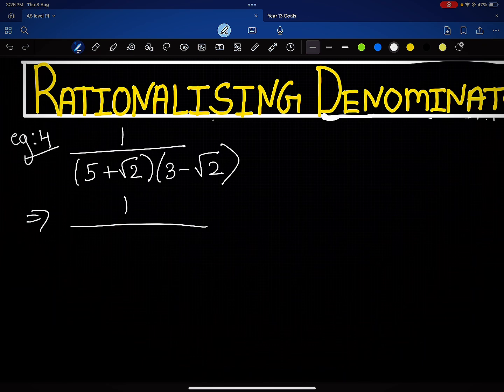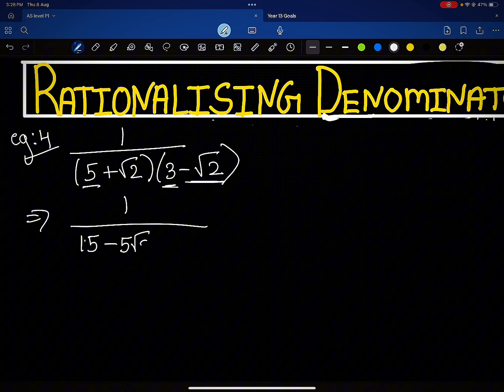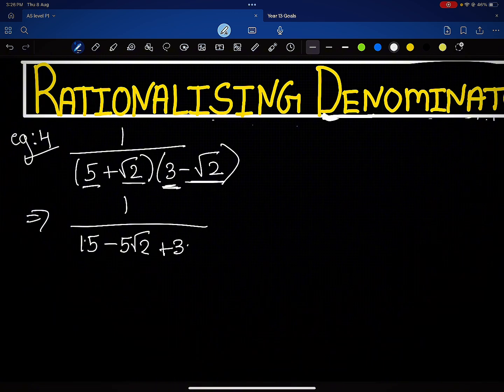So 5 times 3 here will give us 15. Then 5 times minus root 2 will give me -5 root 2. Then root 2 times 3 will give me plus 3 root 2. And again, root 2 times minus root 2 will give me -2. You can go ahead and solve this again. So 1 over, I'll take this and this. So I get 13.